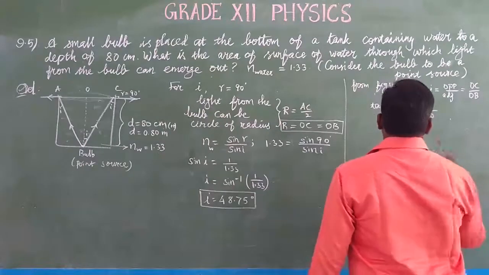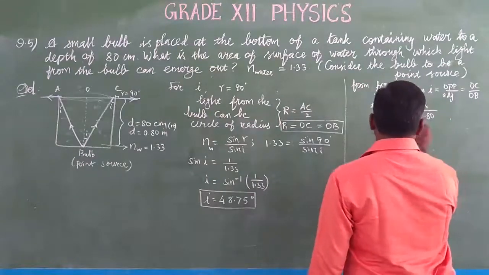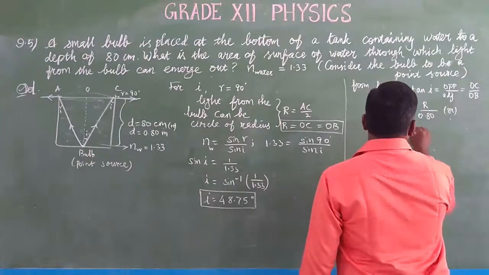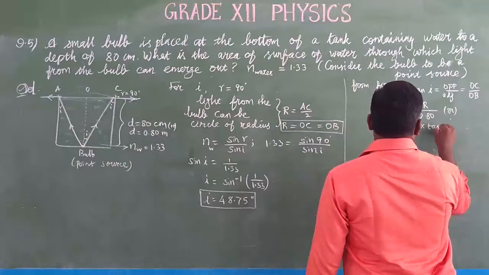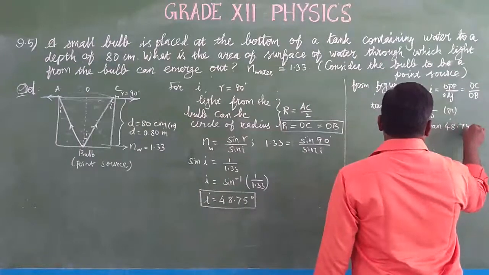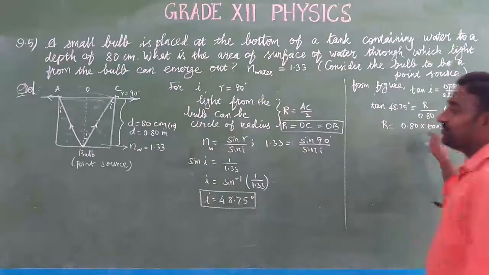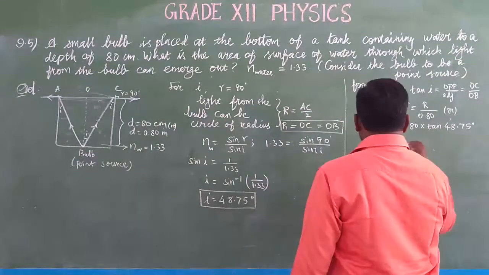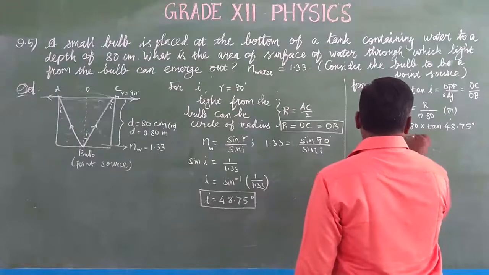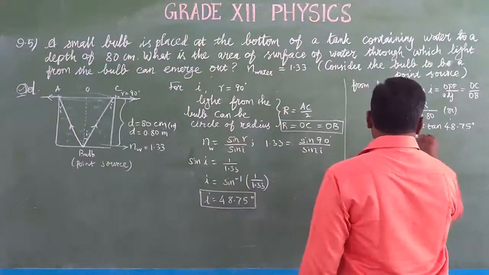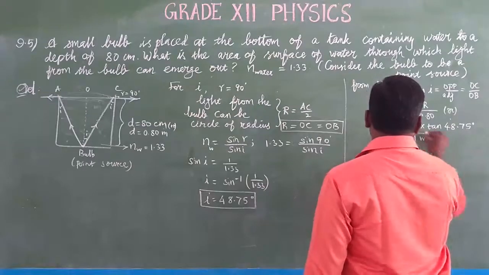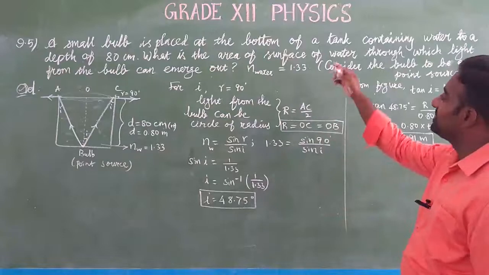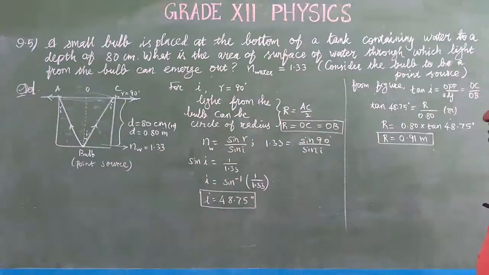So we want to find the radius. From the formula we can get the radius. Therefore radius R is equal to 0.80 into tan 48.75 degree. Finding this value and multiplying, we get the radius, which is equal to 0.91 meter. The radius of this circular region of emerging light is 0.91 meter. Then what is the aim? Now we are going to find the area of the surface of water through which the light emerges.